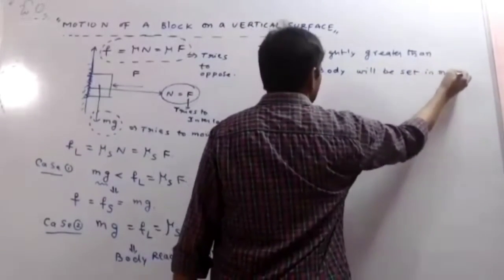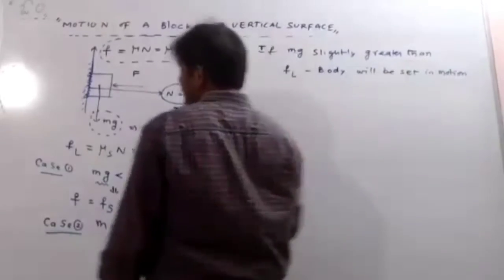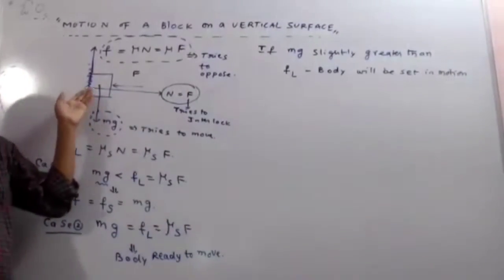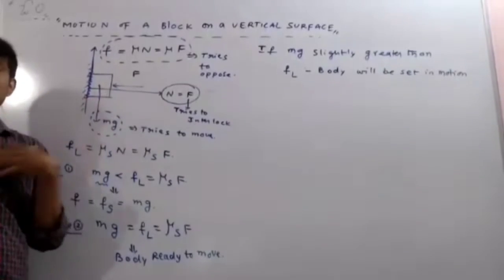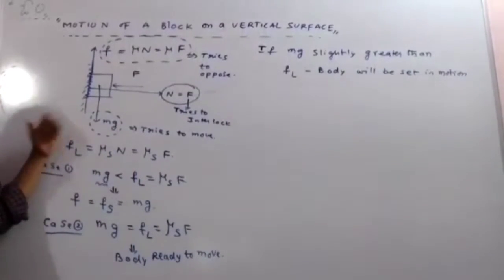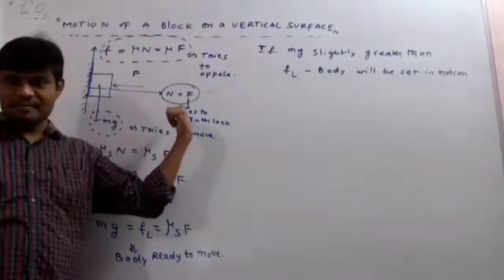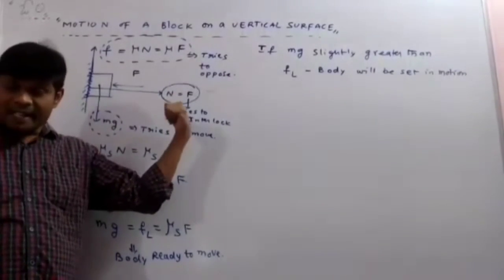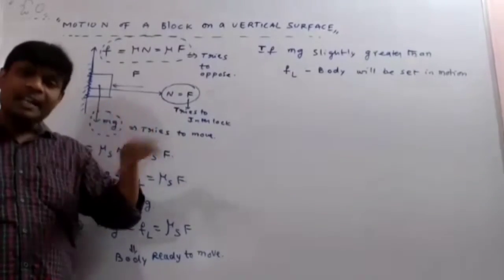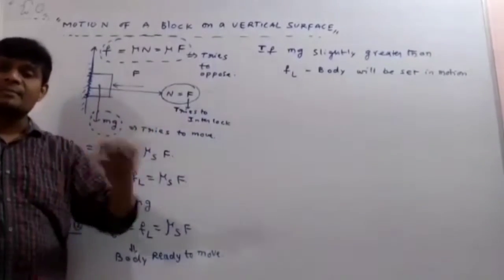You may get a doubt: sir, what tries to move is mg, but the mass is fixed. How can I change the force? I cannot change mg here. I can change F here. By decreasing the F value, you can take that mg is greater than, mg is less than, or mg is equal to.